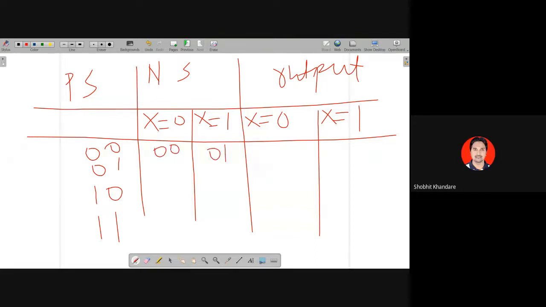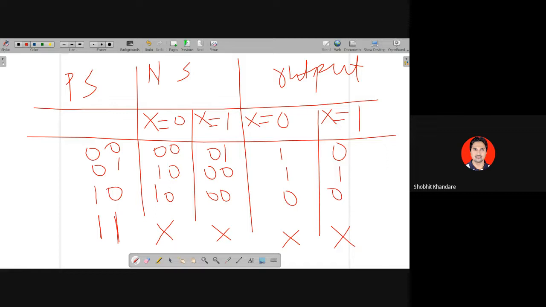I'm writing down the answer directly. 0 0 0 1. Please cross check. 1 0 0 0 1 1. 1 0 0 0 0 0. And what will you write down for 1 1? There is no such state, so you will write down just don't care, don't care, don't care, and don't care. Please cross check the table and confirm whether it is right or wrong.